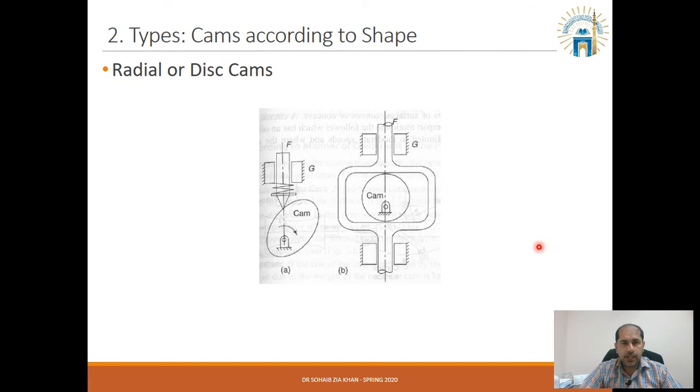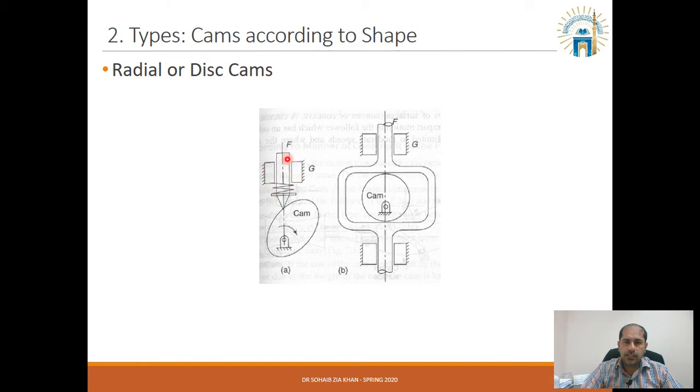Another type is the radial or disc cam. So you can see it over here. This is the cam profile. It's non-circular. It is more like an oval shape. This is the point of contact or the center point of it. This is basically eccentric, which means it's not connected with the center of this profile, but away from the center, away from the centroid of it.